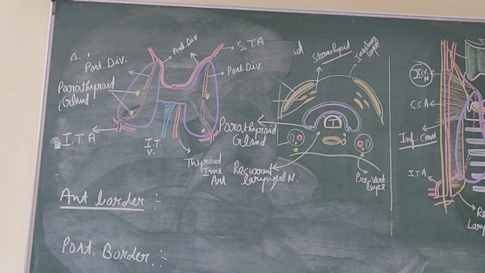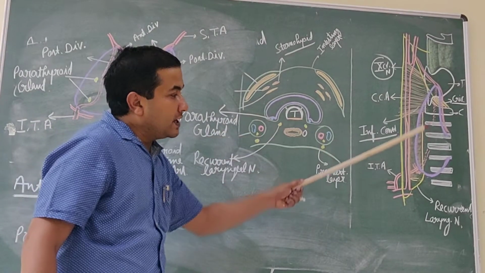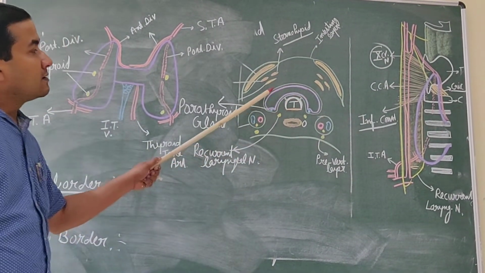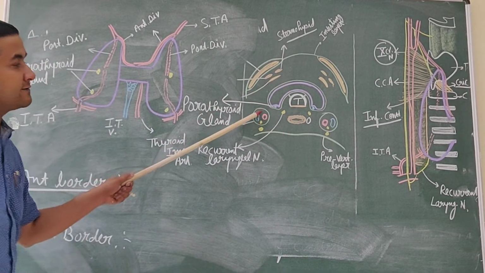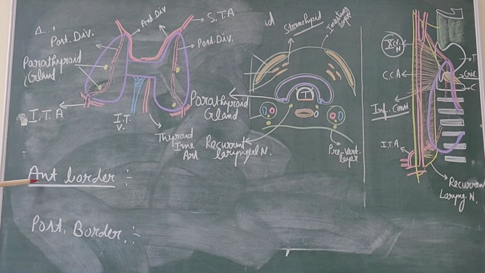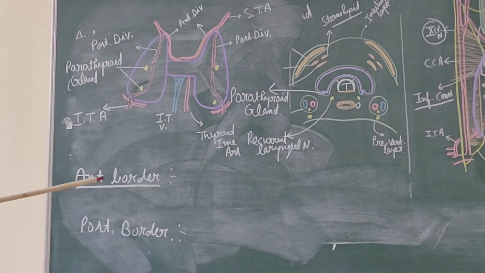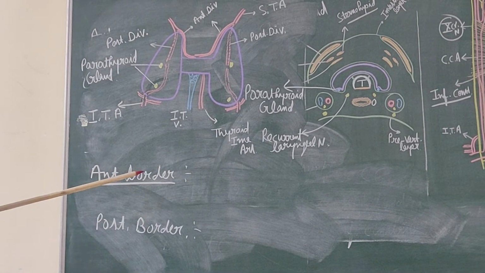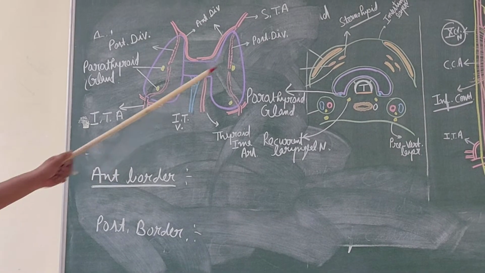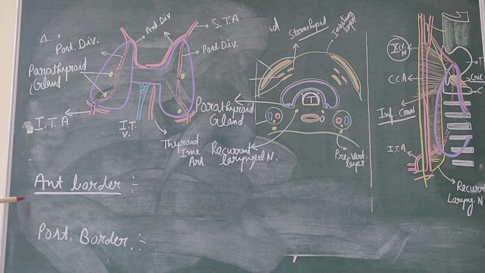Now, after the relations of the apex, base, anterolateral surface, posterolateral surface and medial surface, now the borders. First of all, the anterior border. The anterior border of the thyroid gland is thin and it separates the anterolateral surface from the medial surface.